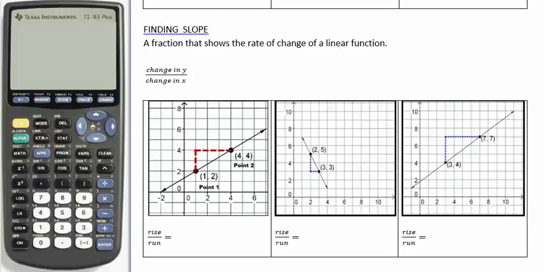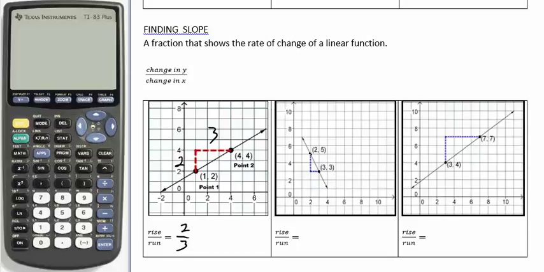Finding slope. Slope is a fraction that shows the rate of change of a linear function. So when it's a graph, it's always change in y over change in x. From the graphs, we use rise over run. So this is up 2 and over 1, 2, 3. So that's up 2 over 3. And then if you need to, you would simplify the fraction. We don't need to in that case.